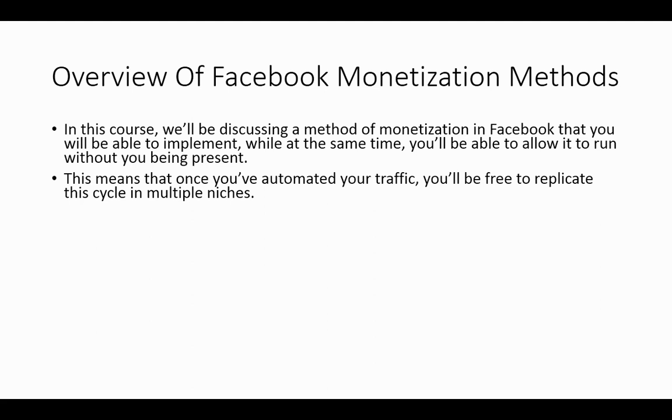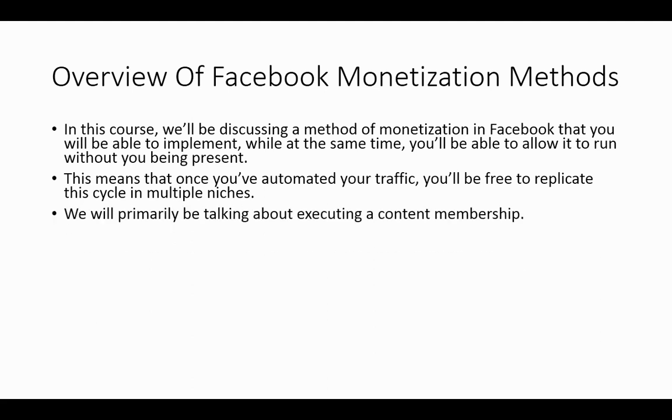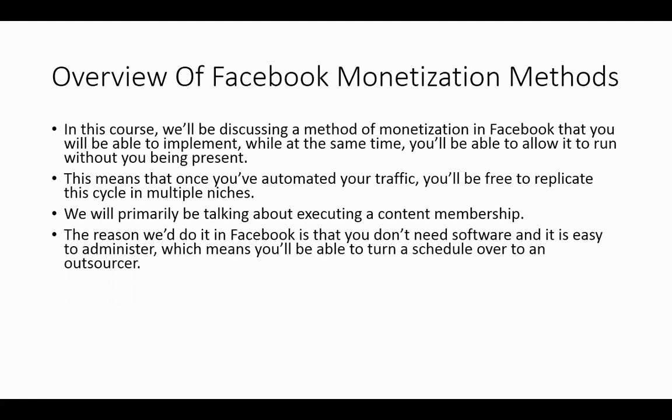Now, this means that once you've automated your traffic, you'll be free to replicate this cycle in multiple niches. And what we'll be primarily talking about in this course is executing a content membership inside of Facebook. And as you know, Facebook being a place with a massive amount of traffic, you'll be able to not only utilize the traffic that's already there, but you'll also be able to take advantage of some of the features that Facebook will offer you to be able to put a private membership into motion.